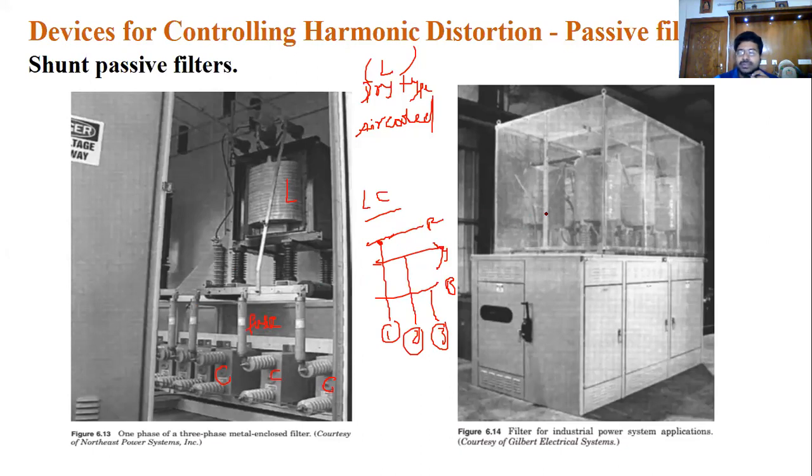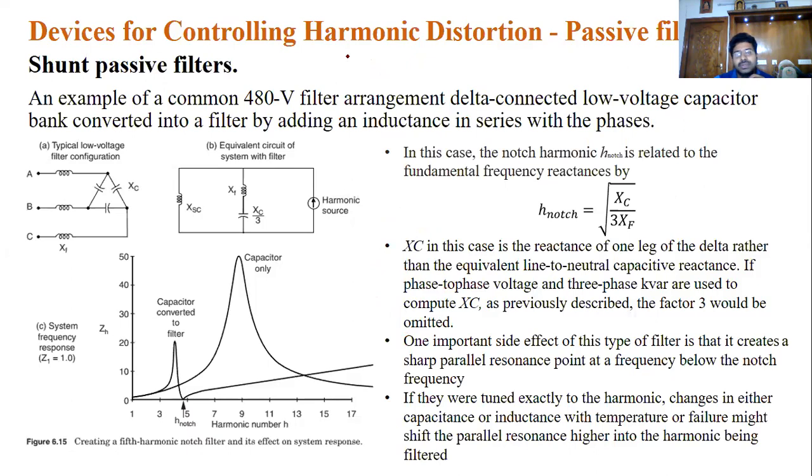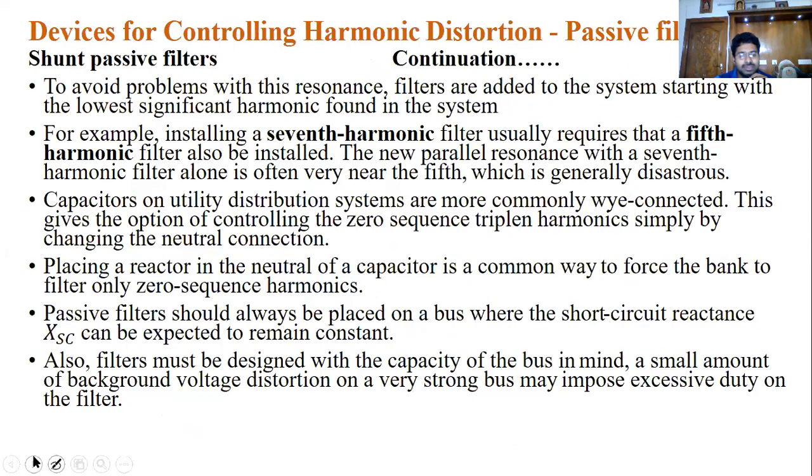This is also the same shunt passive filter, but this is the oil filled, oil cooled type of filter. This is usually used for industrial applications, nothing but high voltage rating applications. These are some shunt active filter diagrams. You can see this capacitor bank; you can simply add some inductor and convert it into a shunt active filter. You already know these things.